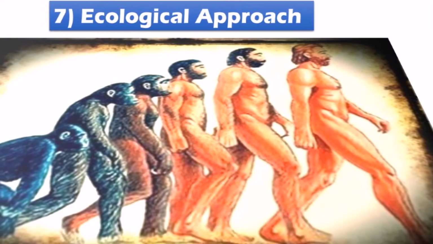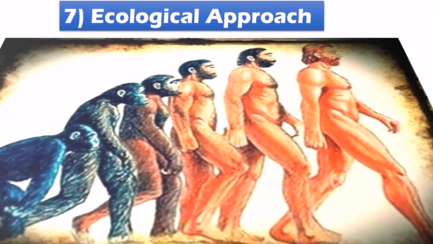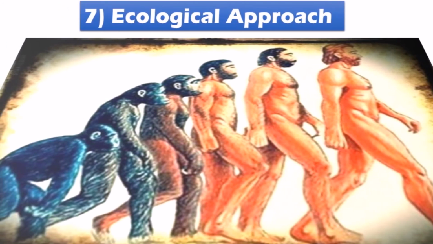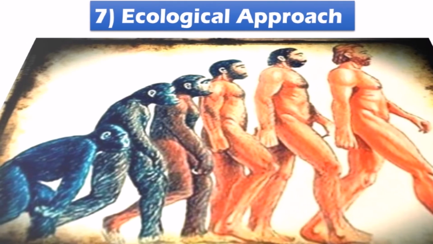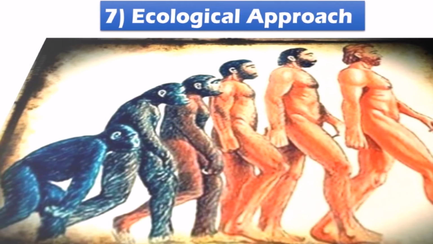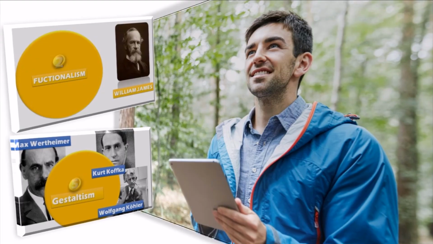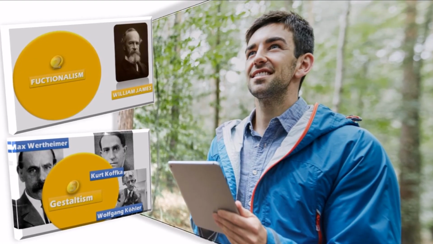7. Ecological approach, rooted from both psychology and anthropology. The central tenet of the approach is that cognition does not occur in isolation from larger cultural contexts. All cognitive activities are shaped by the culture and by the context in which they occur. There are influences of both the functionalist and the Gestalt schools on the ecological approach.